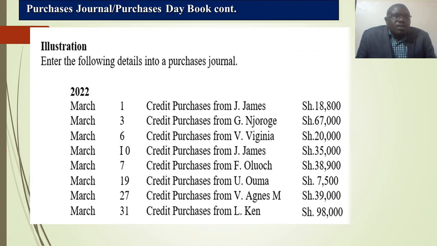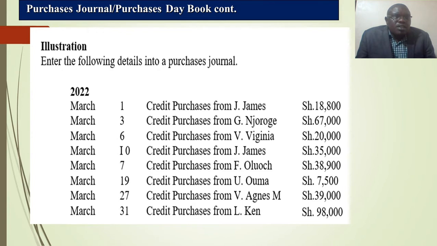So illustration, enter the following details into a purchases journal. The year again is 2022. The month is March. So on March 1st, credit purchases from J. James, 18,800 shillings. On March 3rd, credit purchases from G. Njoroge, 67,000 Kenya shillings. On March 6th, credit purchases from V. Virginia, 20,000 Kenya shillings. On March 10th, credit purchases from J. James again, 35,000 Kenya shillings.